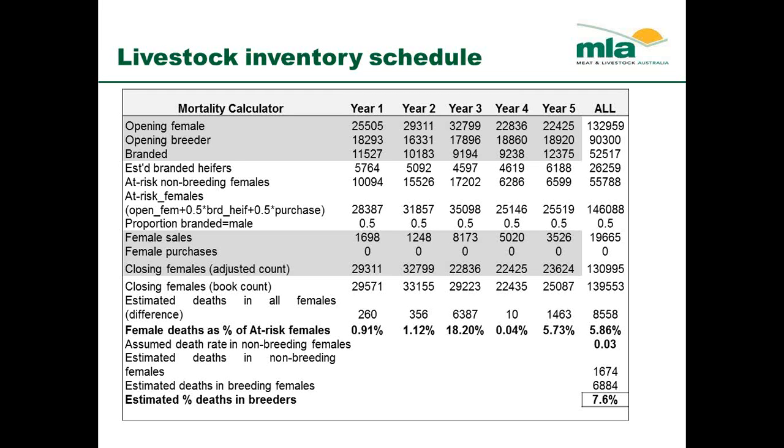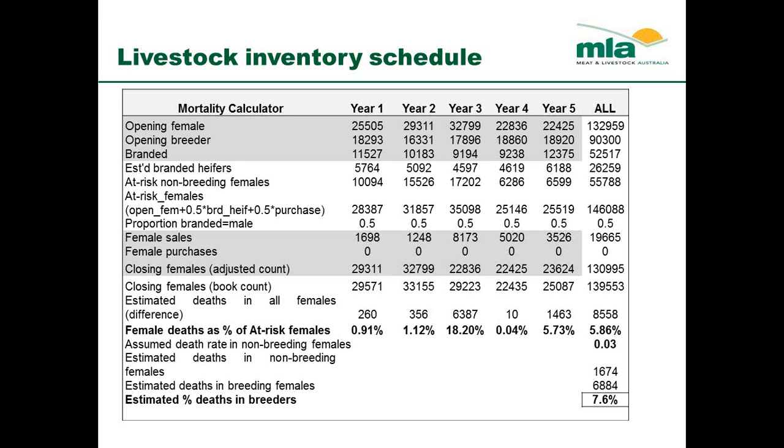So as I was talking about earlier on this afternoon, the denominator we use is an adjusted number, and it's adjusted for at risk. So about a third of the way down that table, you'll see a row labelled at risk females, and as I defined earlier on, that's the opening females plus half the branded heifers plus half the purchases. So it becomes our denominator.